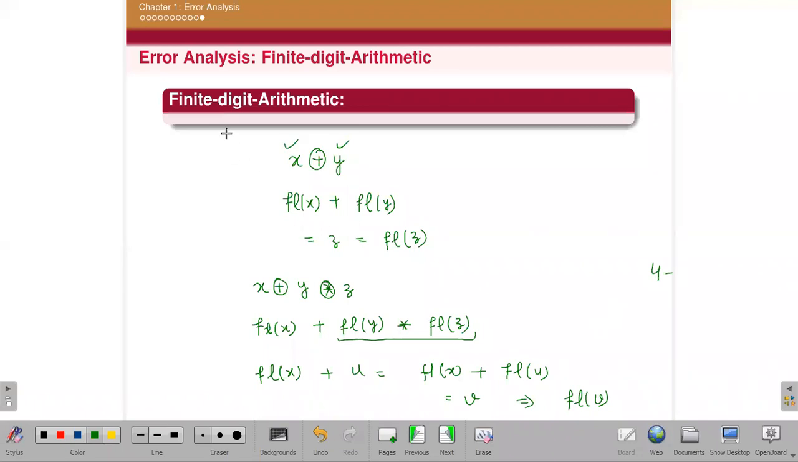Here I should say that it is a digit, not a decimal. So if it is 4-digit arithmetic, you have to keep 4 digits, not 4 decimal digits here. You have to count the digits before the decimal point also. So that will be completely 4-digit arithmetic. This is the one term that we will use in one technique.